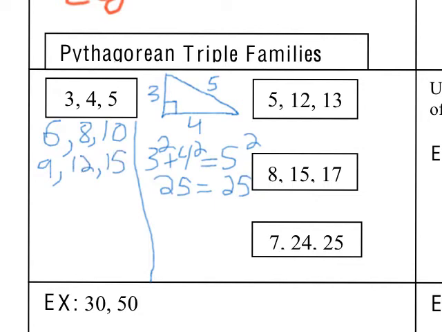So any multiple, or we could think of it as a scale factor, of this 3, 4, 5 will give us another triangle that works out perfectly, where the side lengths work out to be whole numbers. Let's try multiplying by 6 and see what happens. 3 times 6 is 18, 4 times 6 is 24, and 5 times 6 is 30.